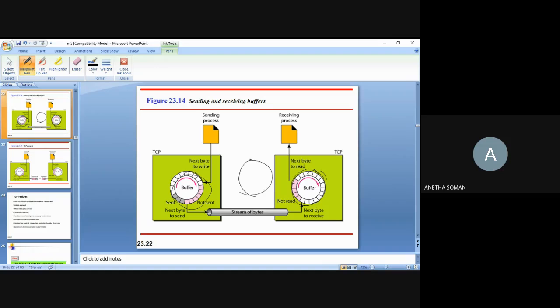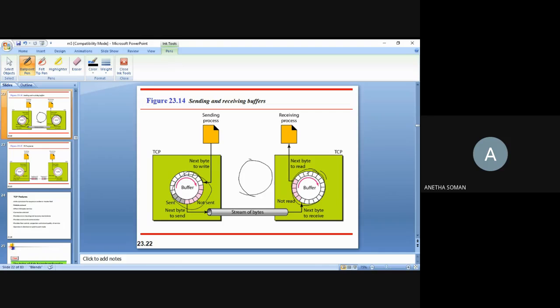You have got two types of buffer here. One is the sending buffer, the other one is the receiving buffer. Now, on the sending process side, the buffers can have three types of chambers. You have a white colored section, a gray colored section, and a colored section. The white colored sections are nothing but the empty chambers. They can be filled by the sending process.